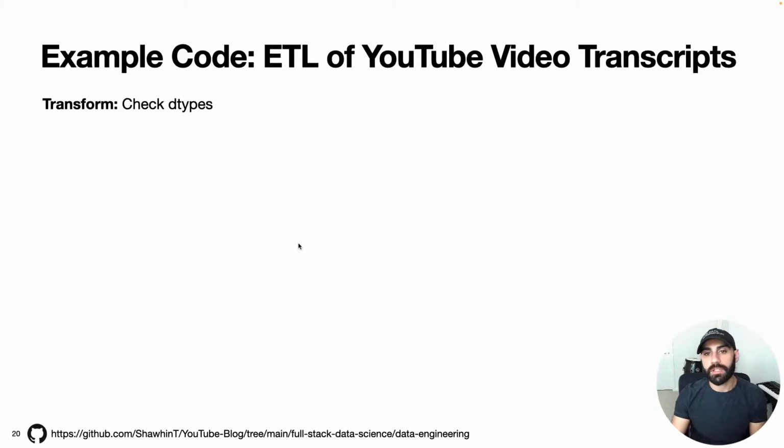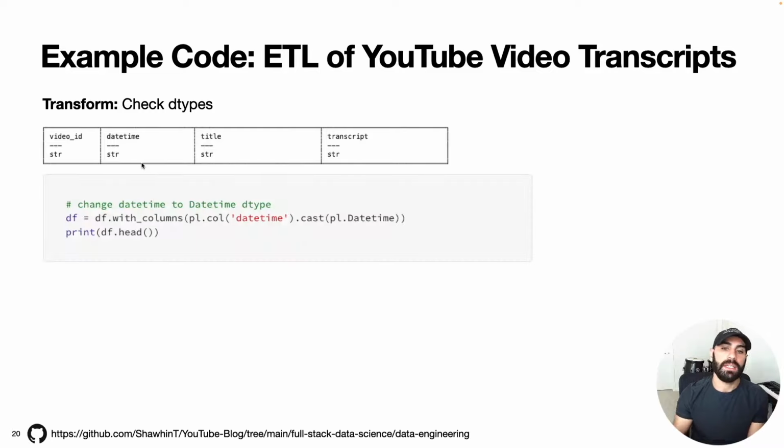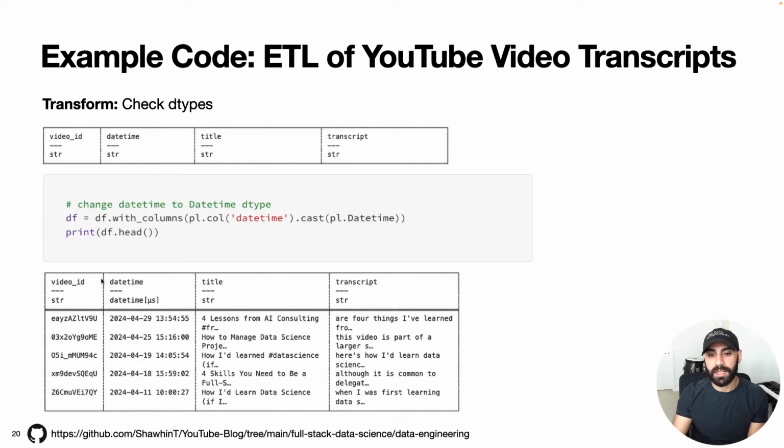Another thing is we want to check the data types. Looking at our data frame, we see everything is a string. While this is appropriate for the video ID, title, and transcript, it's not appropriate for datetime. This should be saved as a datetime data type. And this is super easy in Polars. Just do it in one line of code. We just update this datetime column as a pl.Datetime object. And then we can print the head again, and we can see that it changed the format of this column.